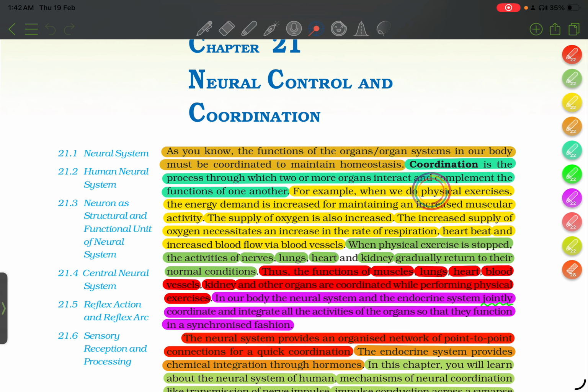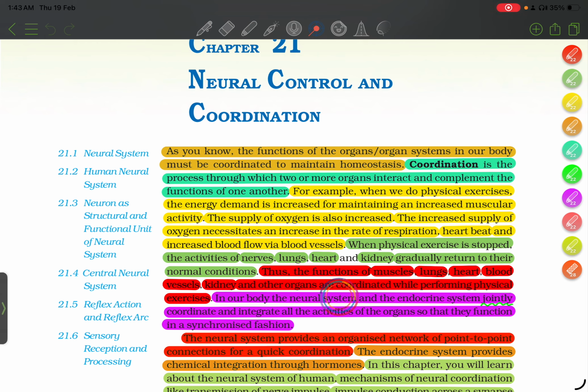For example, when we do physical exercises, the energy demand is increased for maintaining an increased muscular activity. The supply of oxygen is also increased. The increased supply of oxygen necessitates an increase in rate of respiration, heartbeat, and increased blood flow via blood vessels. When physical exercise is stopped, the activity of nerves, lungs, heart, and kidney gradually return to their normal conditions. Thus, the function of muscles, lungs, heart, blood vessels, kidney, and other organs are coordinated while performing physical exercise.